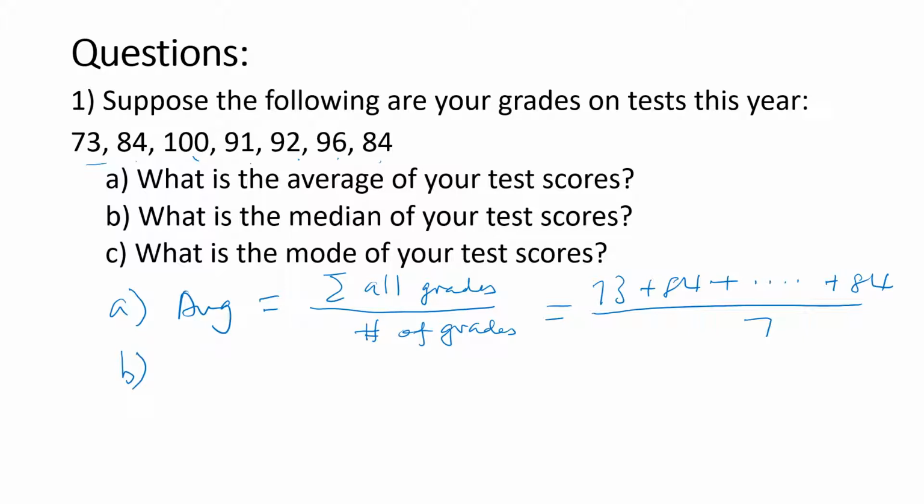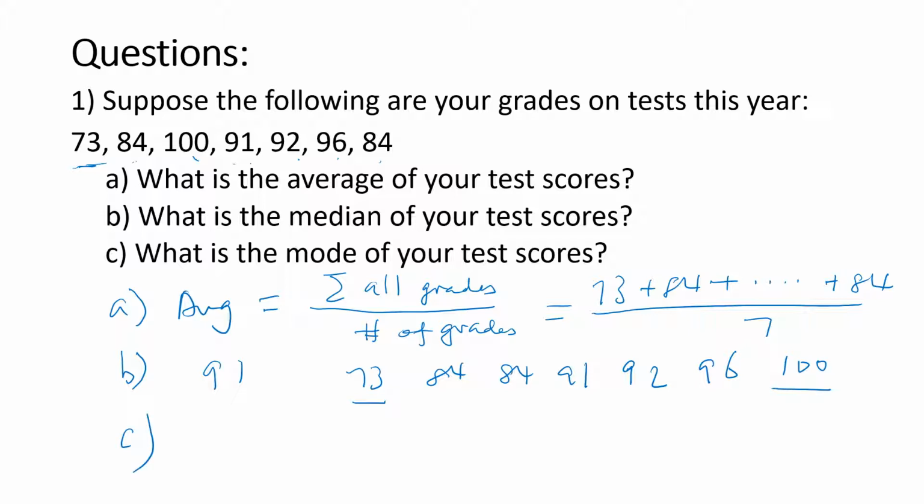B, what is the median of your test scores? Remember, median is the middle number. We have 7 numbers here. We have to sort the numbers from the least: 73, 84, 84, 91, 92, 96, and 100. We sort them from least to greatest, so we can find the median. So 91 would be the median of this group.